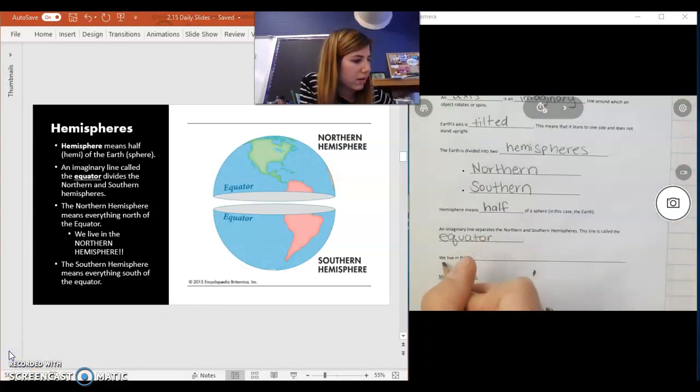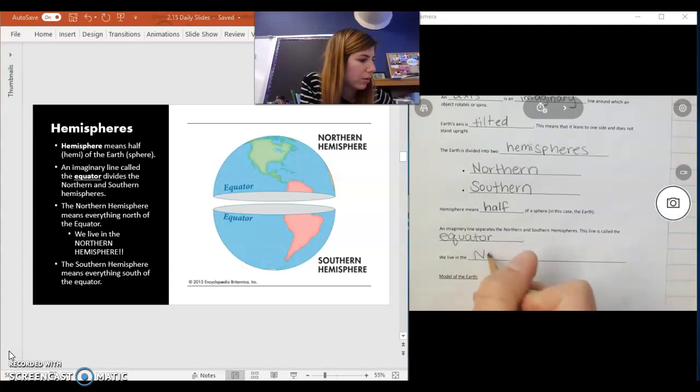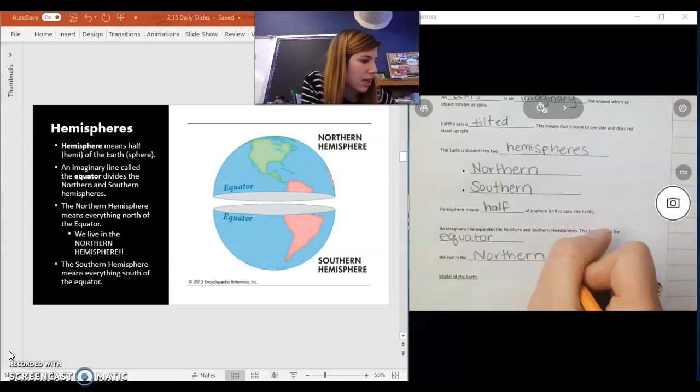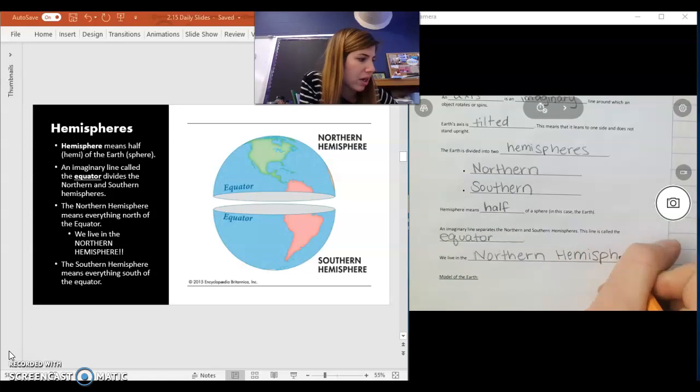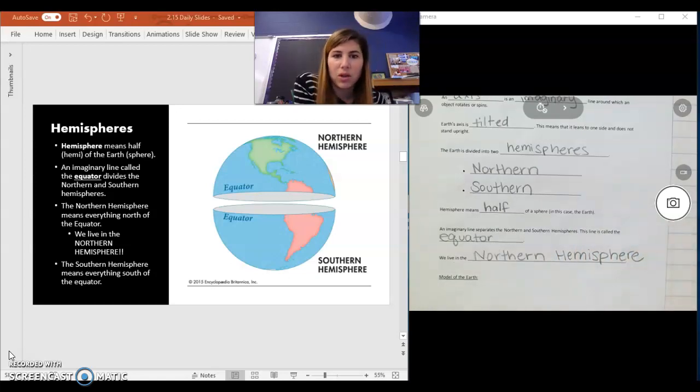So we can fill in the sentence here, we live in the northern hemisphere. I know it can be kind of confusing because you probably hear people say, oh, we live in the south, but that's talking about the southeast of the United States. But if we're talking about the globe as a whole, our continent, North America, is actually in the northern hemisphere, the top half of the Earth. The southern hemisphere is going to be continents like Australia, South America, those that are below the equator.